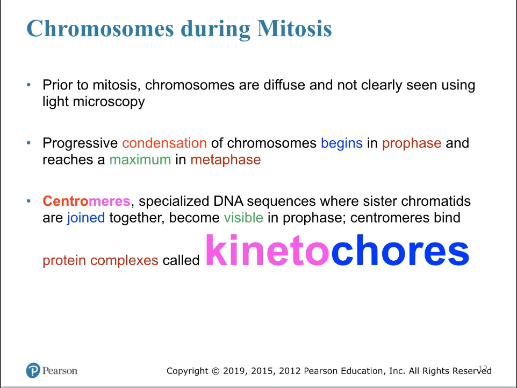Each chromosome has a region somewhere along its length that is different from the other regions and the ends. And this is called the centromere, the central part of the chromosome. These are specialized DNA sequences that don't carry any genetic information, but they have a structural role which becomes clearly evident when mitosis ensues. As these chromosomes condense, they begin to look like X's because each arm is a sister chromatid and they're joined together at their center, the centromere.